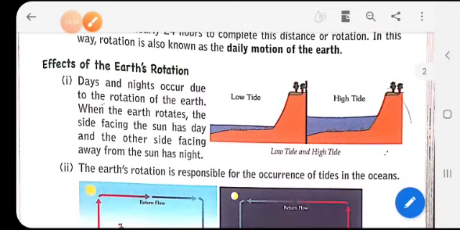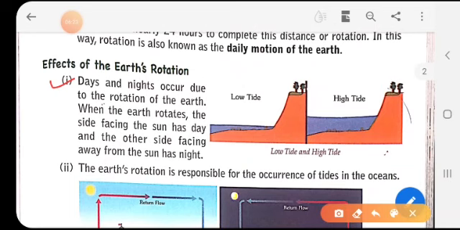Now, effects of this rotation. Now, when the Earth is rotating on its axis, what all happens? First, the first thing that happens is the days and nights occur due to the rotation of the Earth. So, what happens? Days and nights are formed due to the rotation of the Earth. When the Earth rotates, the side facing the sun has day and the other side facing away from the sun has night.